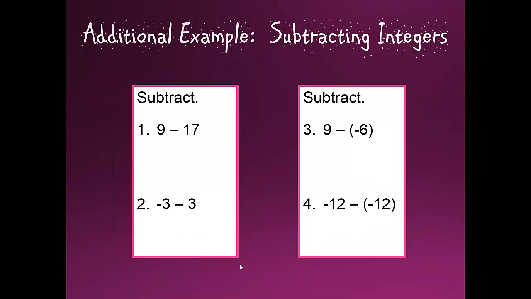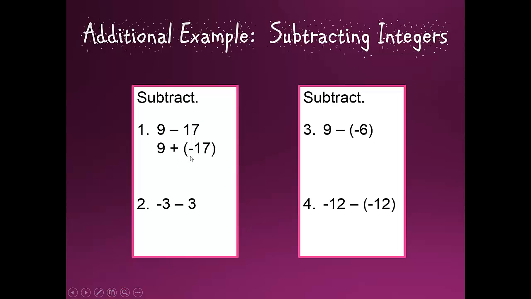Now I have a couple of additional examples. You can pause the video and try them on your own, or you may follow along. We're going to be subtracting. For number 1, we have 9 minus 17. So I'm going to change this to 9 plus negative 17. I keep the first integer the same. I change my subtraction to addition. And then I want the opposite of 17, and that is negative 17. So now I have 9 plus negative 17.